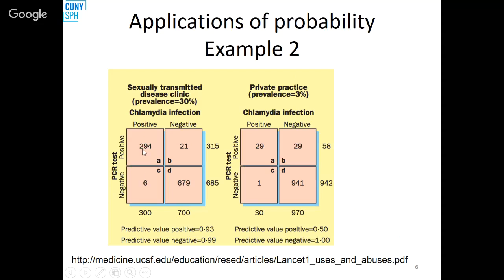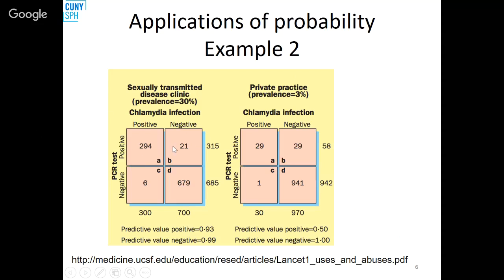And among the positive groups here, the positive group, we have an accuracy of 294 out of 300. I don't know what that is. It's pretty good though, something close to 99%. And in the negative group, it's 679 out of 700. Also pretty good. That's, I don't know, 98% or something like that accurate.